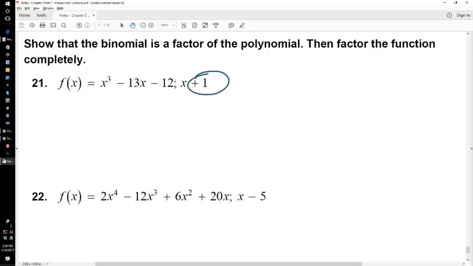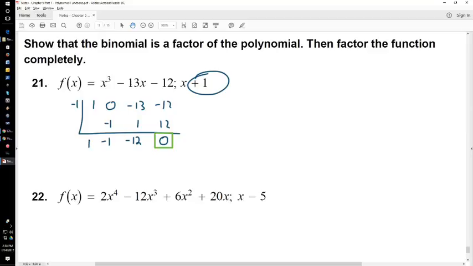There we go. So take your positive 1, flip it, so -1, and put out your coefficients. So 1, 0, -13, -12. So if I drop down the 1, times -1 is -1, add it down, that was multiplied with positive 1, add it up, that's -12, multiply by -1, that's positive 12, and those add up to 0. Since we got a remainder of 0, we know that this is a factor.